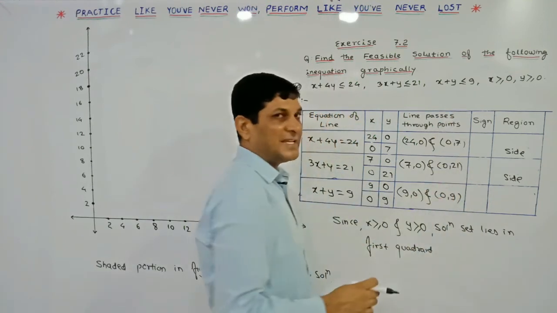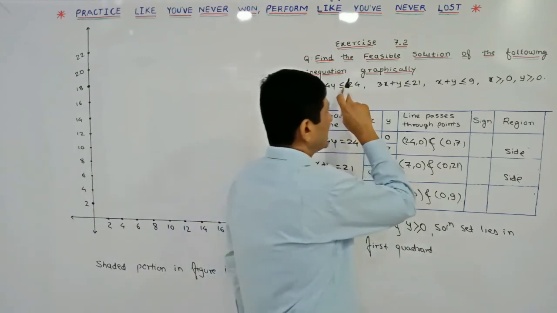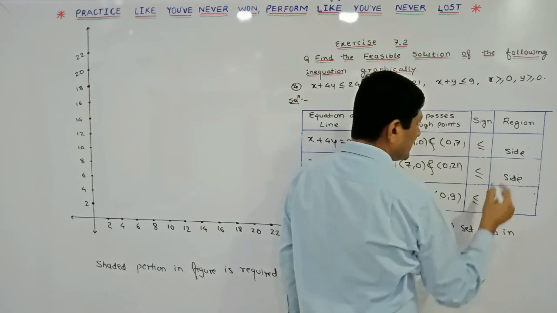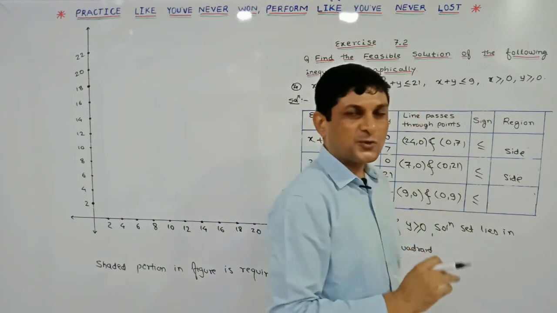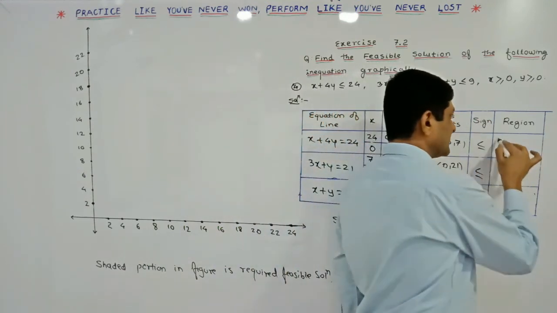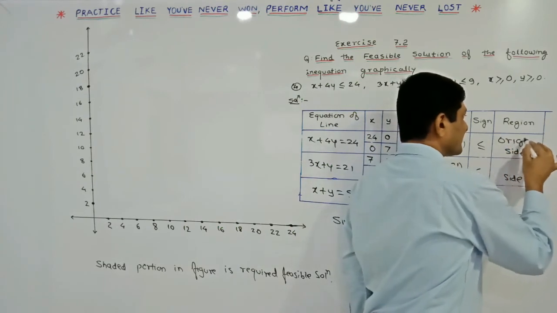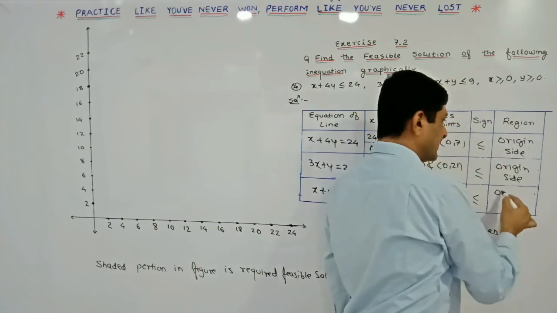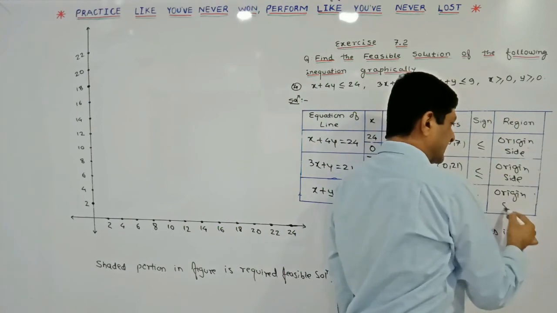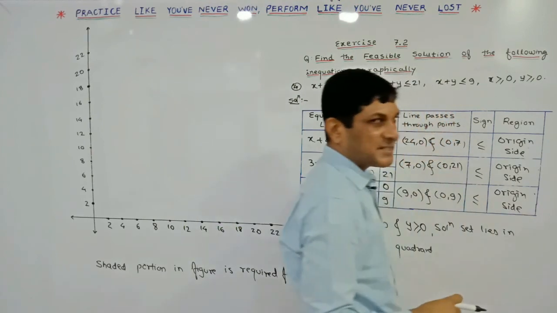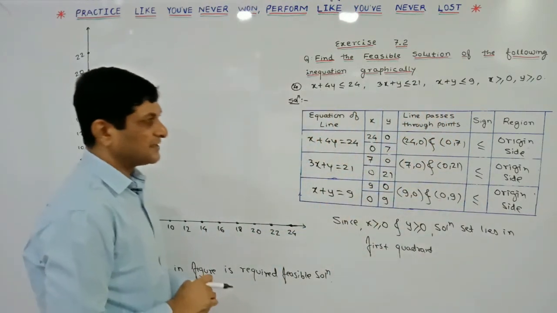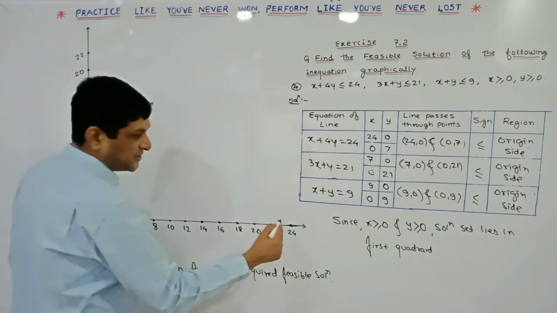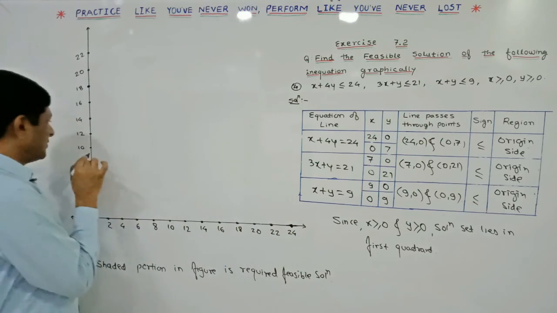Now check which signs are given in these equations: less than or equal to, less than or equal to, less than or equal to. So we can say that for all these three lines, the origin side part will be our solution set. So the origin side region is our required solution set here. Now let us construct these lines using the coordinates of 2 points on each line. So the first line passes through the points (24, 0) and (0, 7).